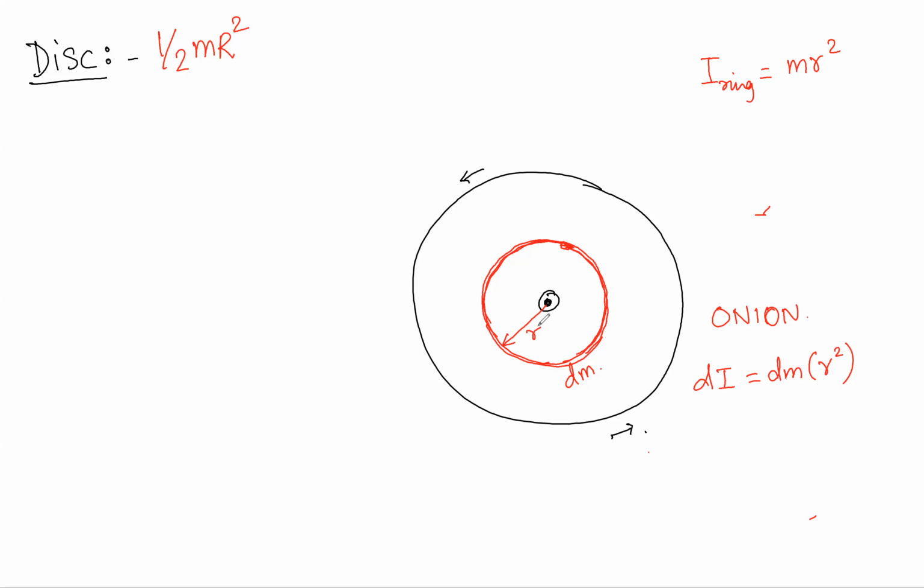You will also have to take lots of rings, but not that complicated. So as we proceed further, we can use the moment of inertia of the objects we know to find out the moment of inertia of more complicated objects.